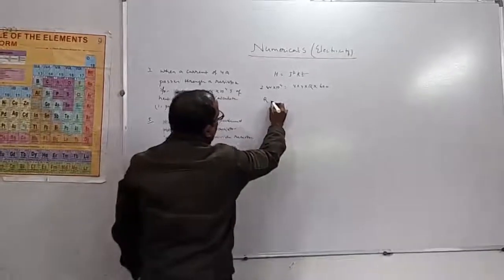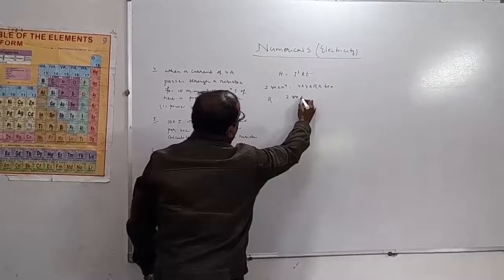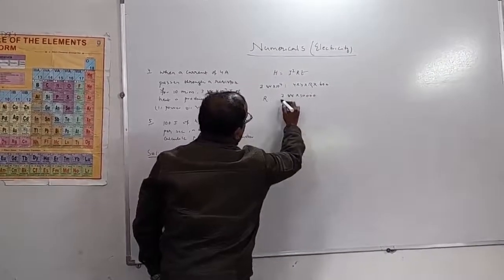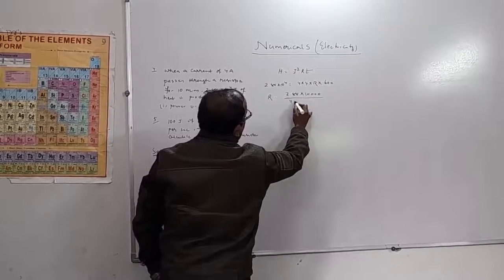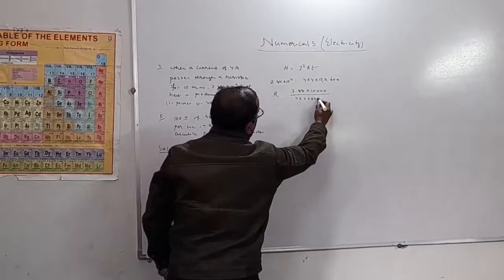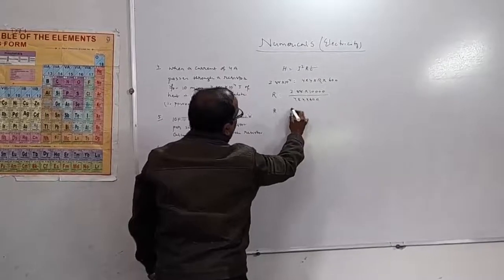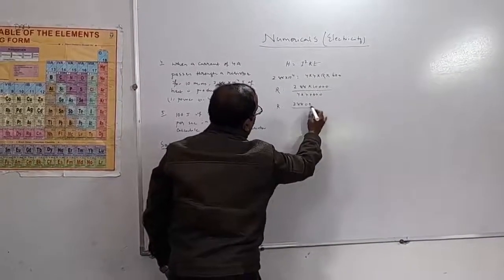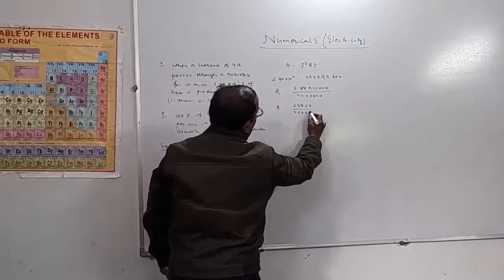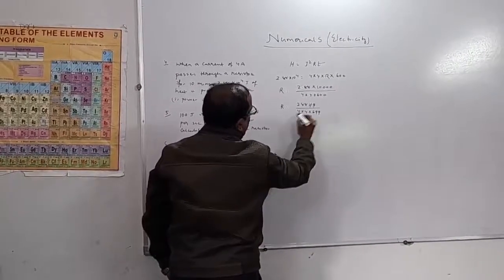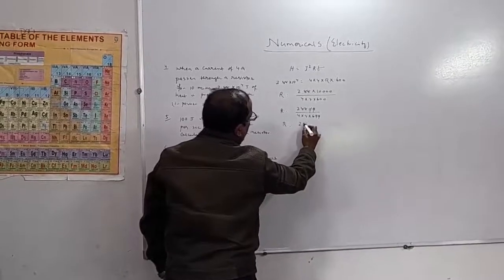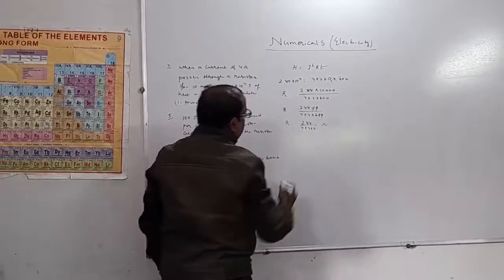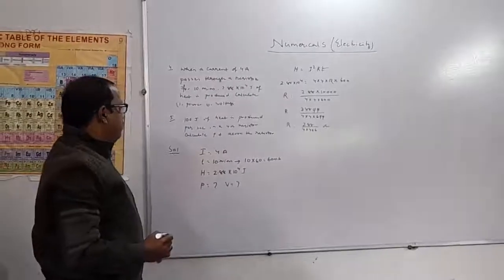So R is equal to 2.88 into 10000 divided by 4 into 4 into 600. That is R equal to 28800 by 4 into 4 into 600. 100 cancelled out. So R is equal to 288 by 4 into 4 into 6. This is the resistance.